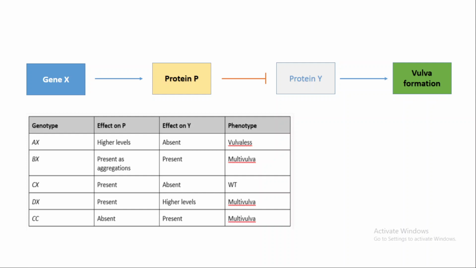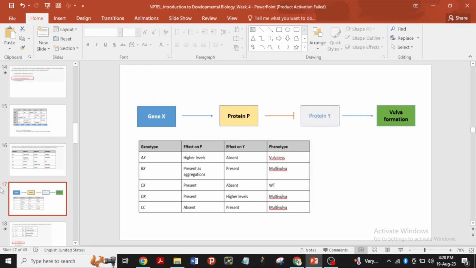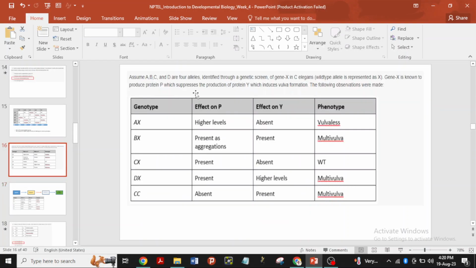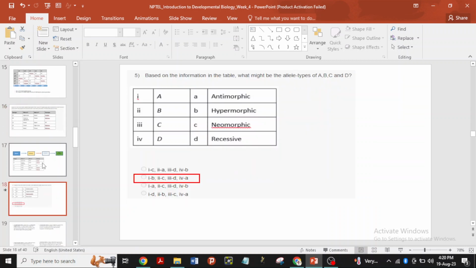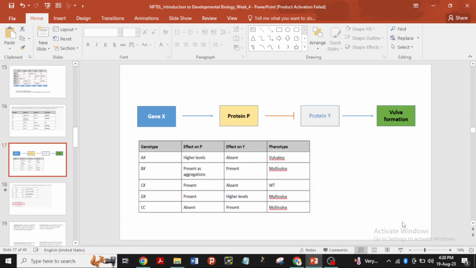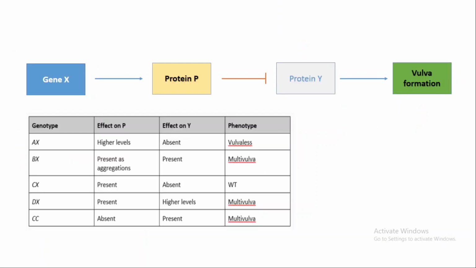They are producing P and Y effect through the gene X actually. These are alleles of the gene X. That's what if you see the question, assume ABCD are four alleles identified through a genetic screen of gene X. So all these alleles are affecting the gene X, and through that they are indirectly affecting gene Y. So we see the total effect.